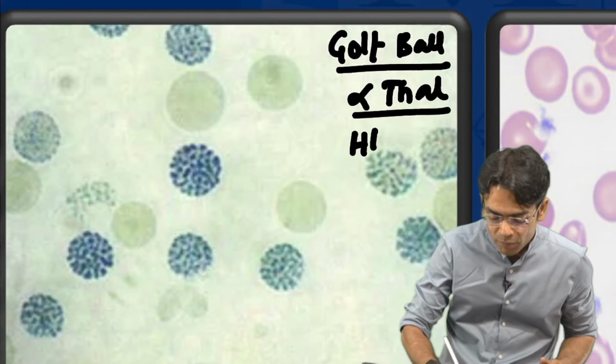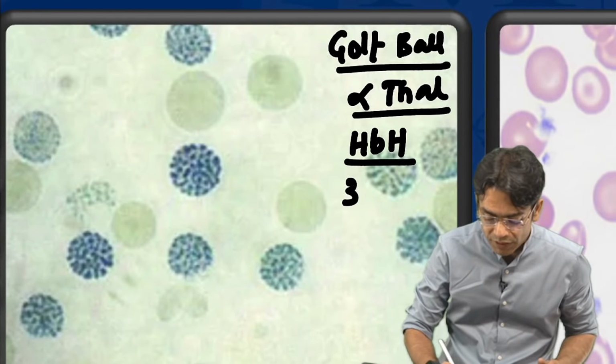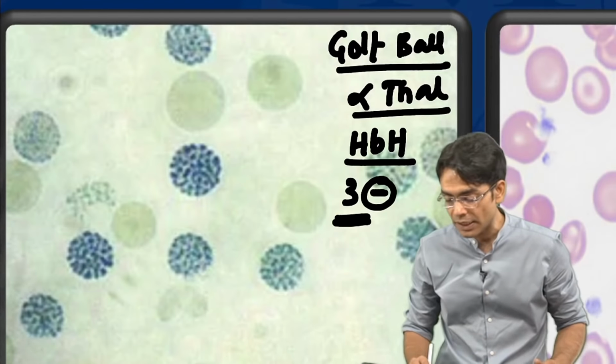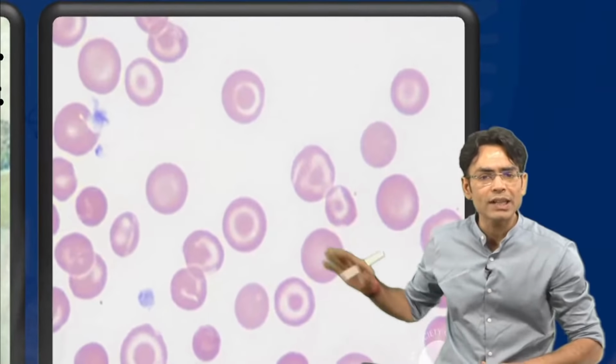And which kind of hemoglobin? HbH disease. And here you have 3 gene deletions. How many alpha genes will be deleted? 3 genes are deleted. So amazing. Very good.